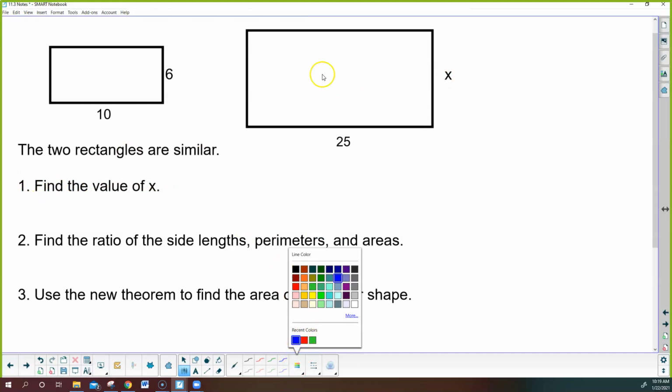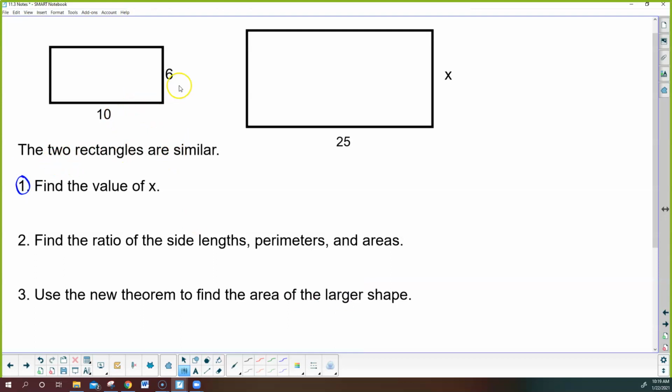So find the value of x. This is really just an old problem from the past. What we want to do is compare the side lengths that match up. So I would say 6 over x. I compare small to large. You could go large to small and have x over 6. But however you compare that, then you're going to compare it to the other two sides, which would be 10 over 25. But that 10 over 25 can be reduced to a scale factor, and we're going to need that scale factor anyways. So I might do this instead.